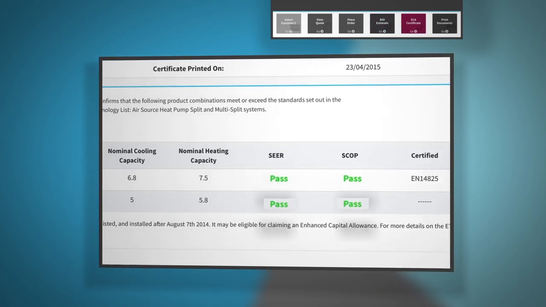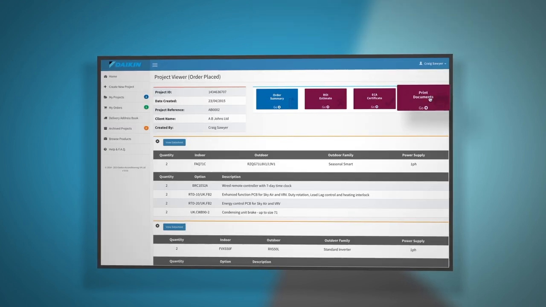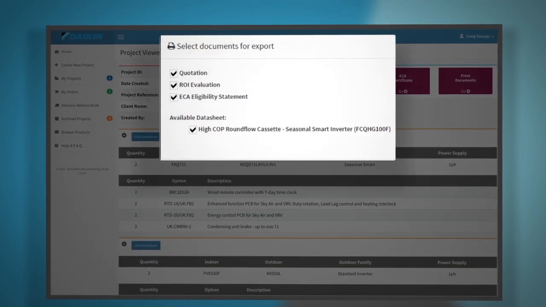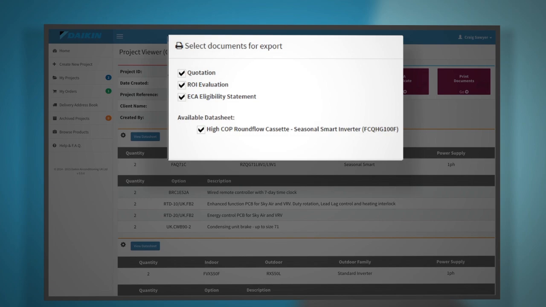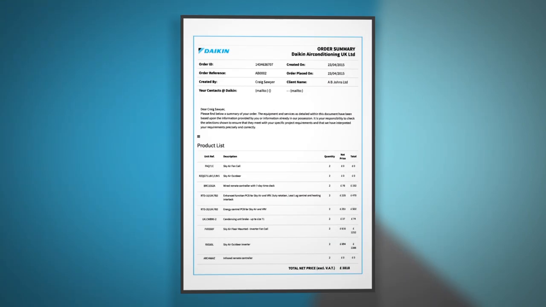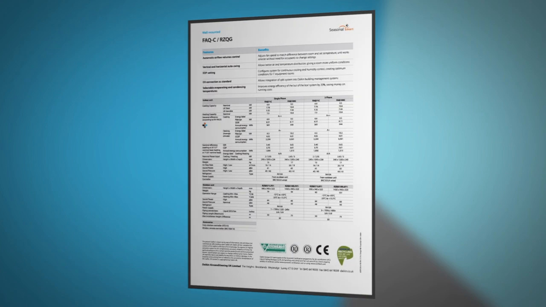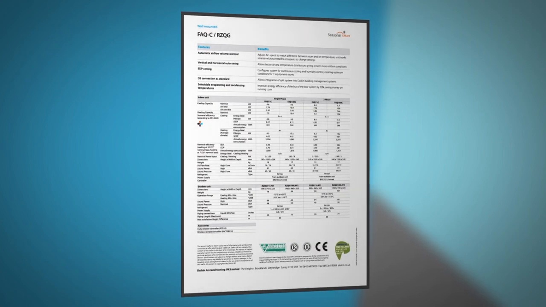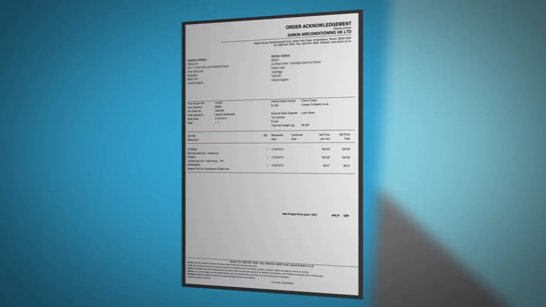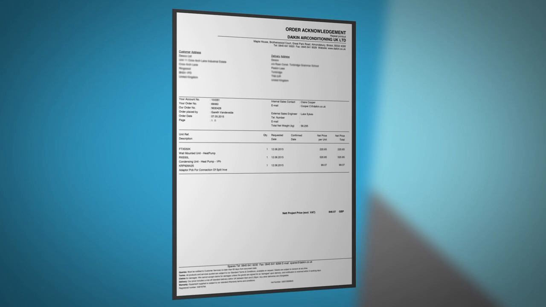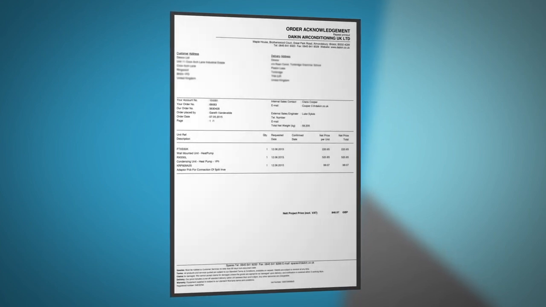scheme. Finally, with the Daikin E-Tool, you can export all the documents to either print or PDF, including the quote, the return on investment evaluation, ECA statement, and technical data sheets. When you place your order, you will first receive an order receipt email, shortly followed by our Daikin order acknowledgement.